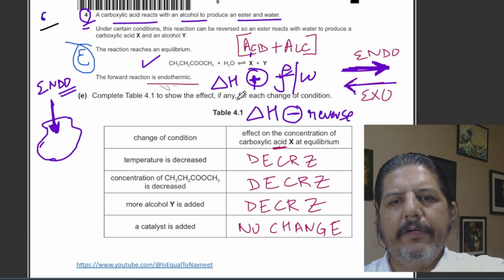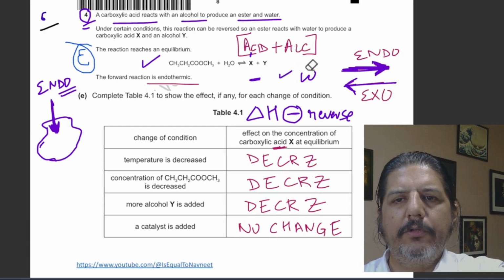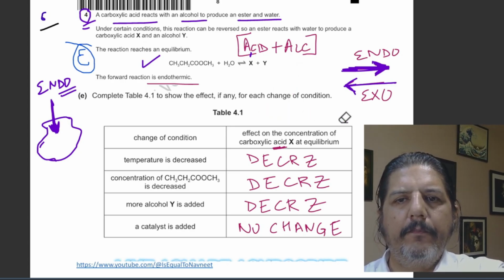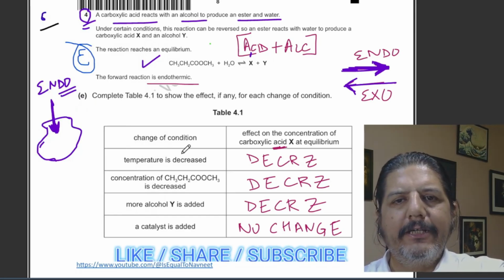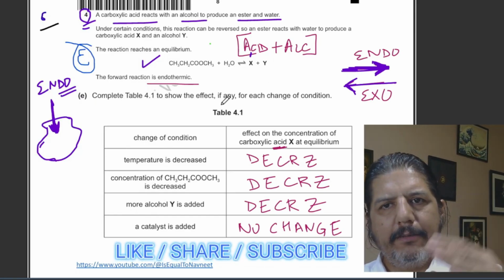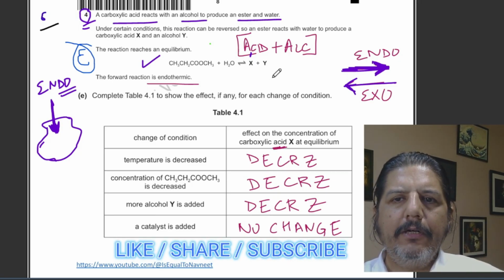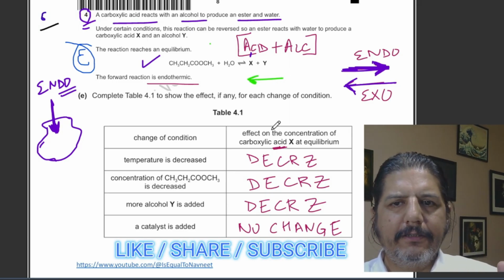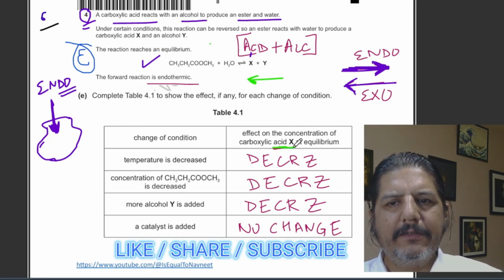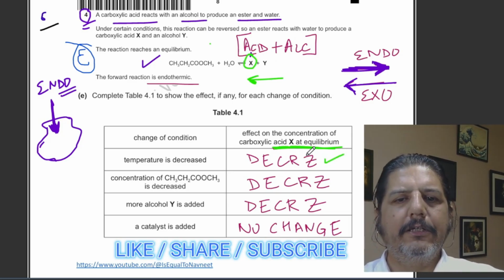Now complete the table to show the effect for each condition. The first condition is temperature is decreased. If you decrease the temperature, the system will try to increase the temperature. It can only increase the temperature if it moves in the reverse direction. They are asking the effect on the concentration of carboxylic acid X at equilibrium. But if it moves in the reverse direction, the concentration of X will decrease. That is why this is decrease.